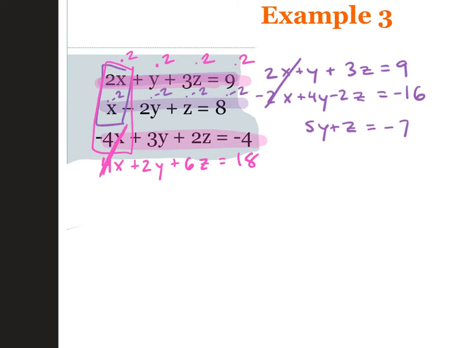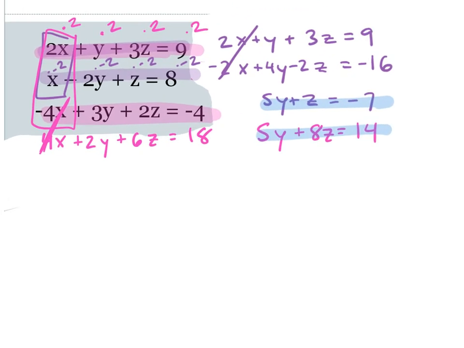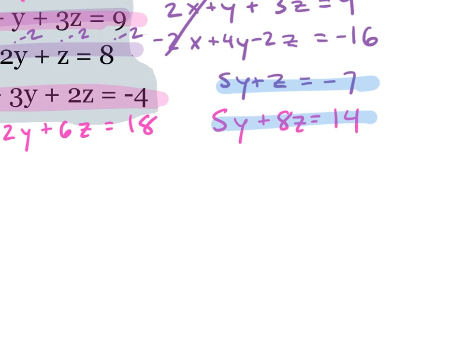Our x's cancel now. What's 3y plus 2y? 5y. What is 2z plus 6z? 8z. And that's equal to negative 4 plus 18, 14. So now we have our two equations here with two variables. What do we want to do next?